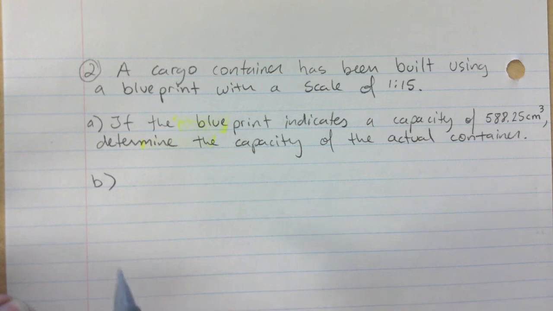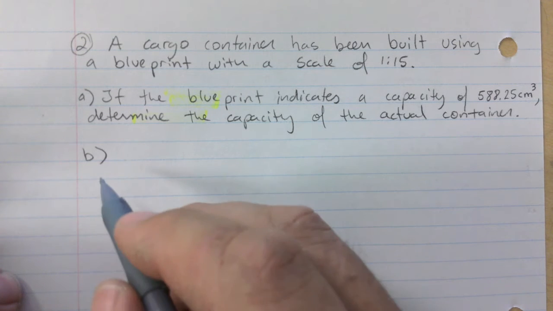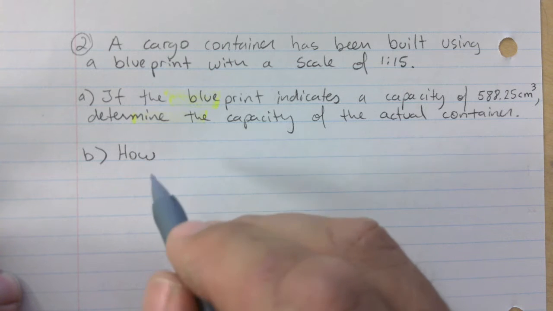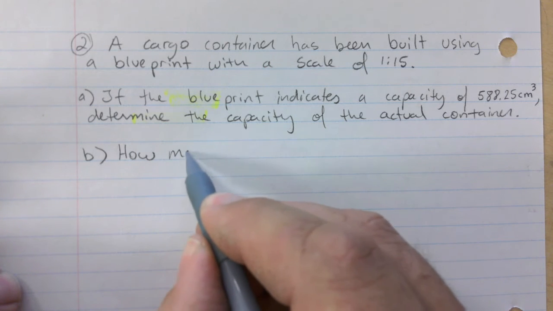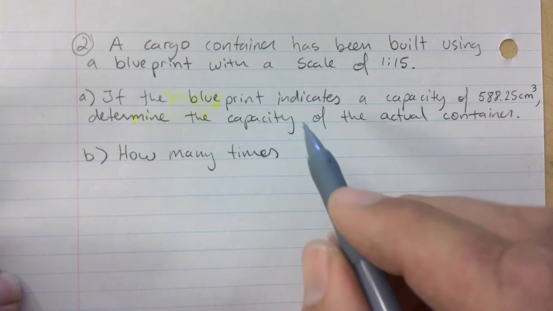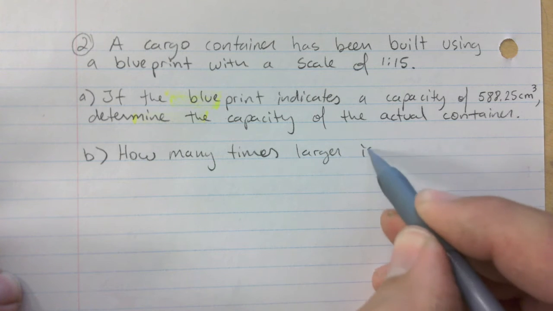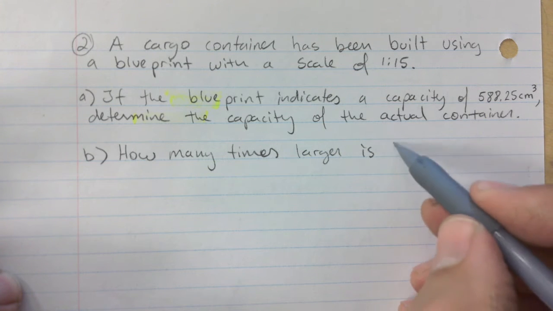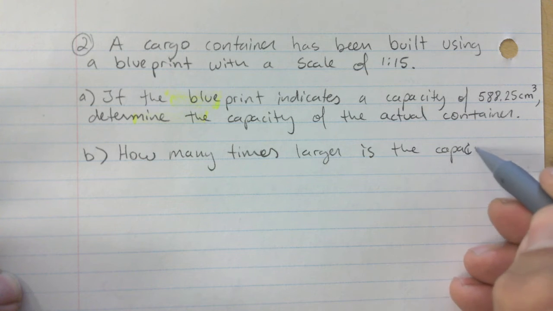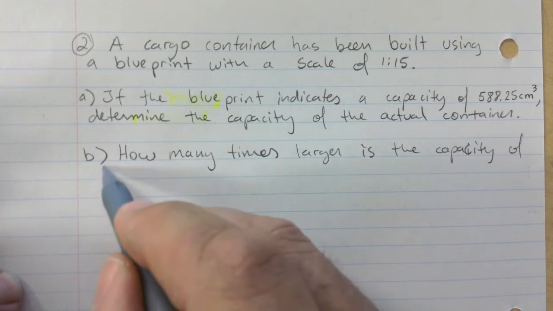B. How many times larger is the capacity of the actual container?